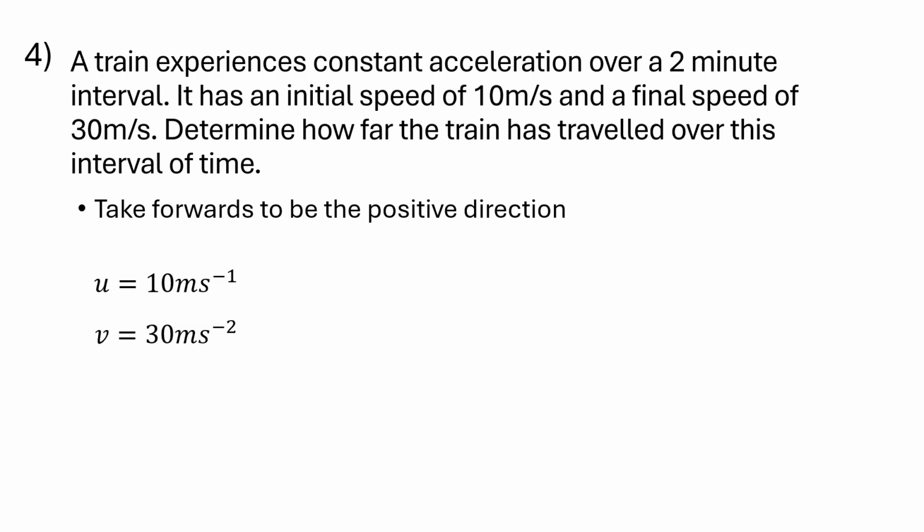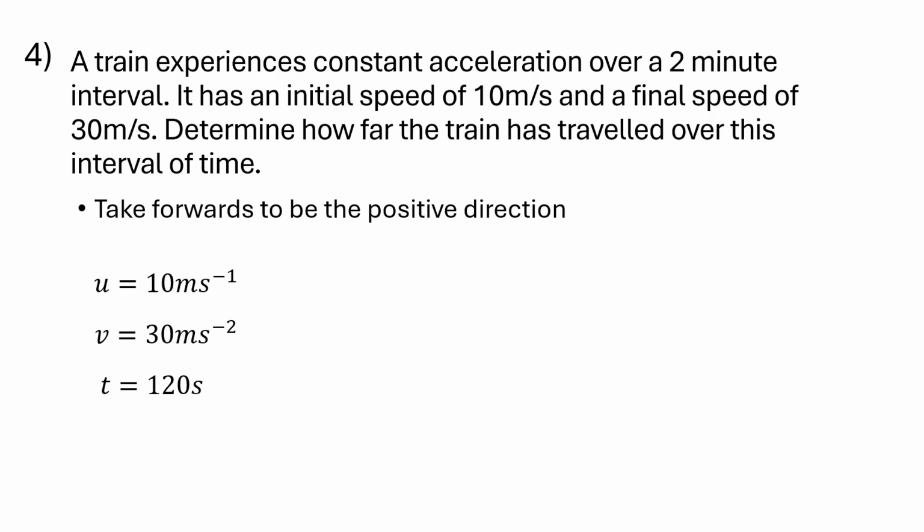Oh, I have made an error. Ignore the squared, it's 30 meters per second. Then the elapsed time, we have a 2-minute interval. Are we going to say 2? No, we're not. Remember our SI units, and we need to be in our SI units for these equations to work. The SI unit for time is seconds. So that means our time is going to be 120 seconds.